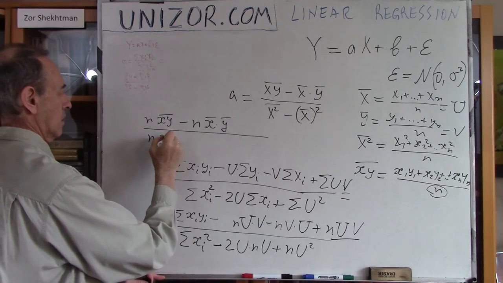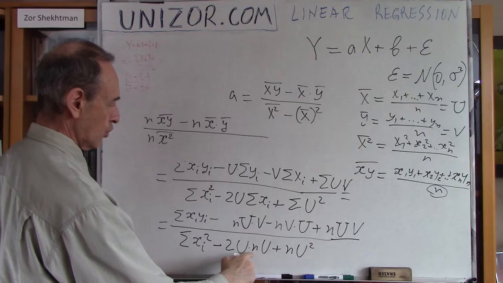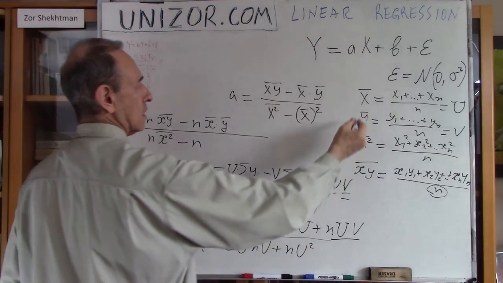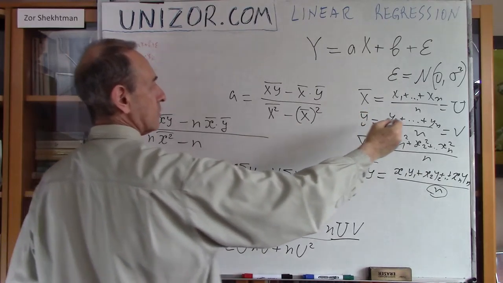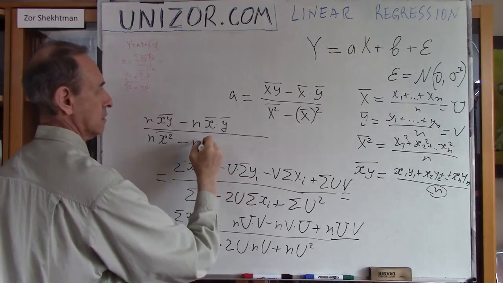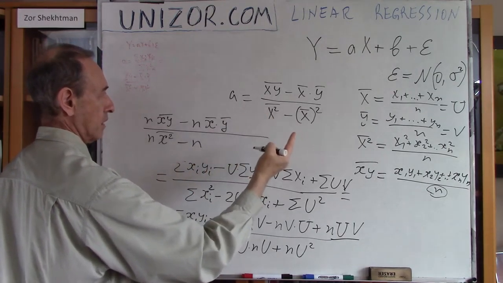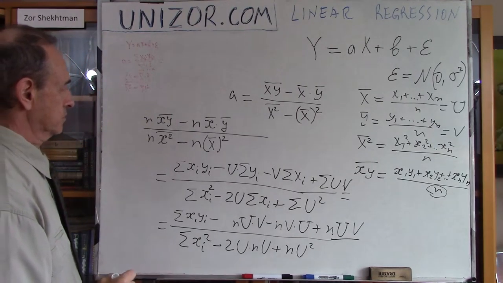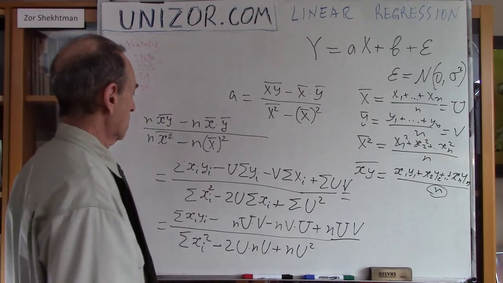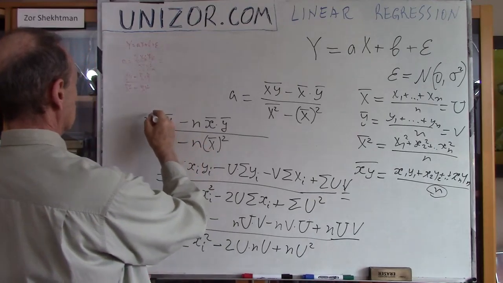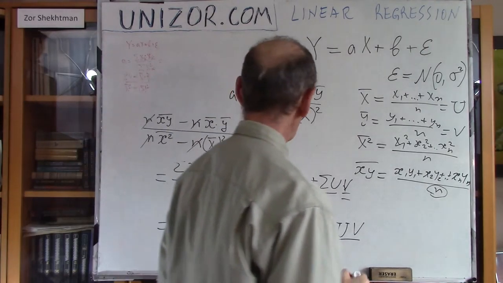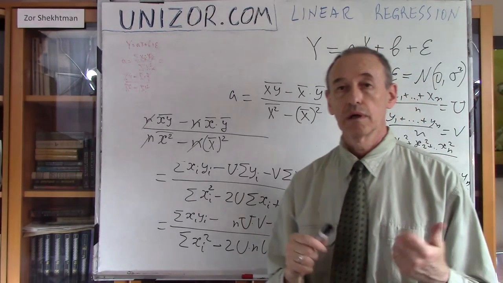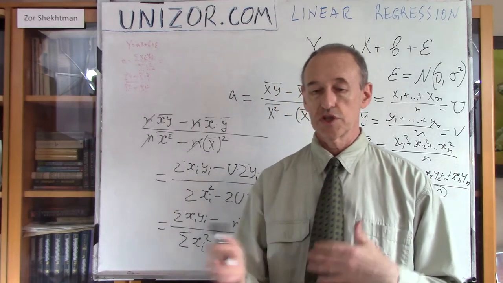Okay? That's it. Now in the denominator I have sum of xi square, which is n times average of x square. Now this is minus 2nu square and plus nu square, so it's minus nu square, so it's minus n times u square, and u square is x average square. That's what it is. Okay? So, as a result, what do I have? Well, basically I have this, because all I can do right now is reduce it by n, and I have this formula.